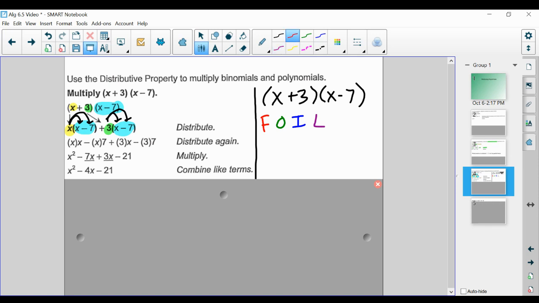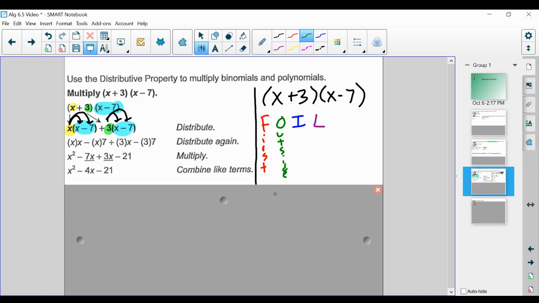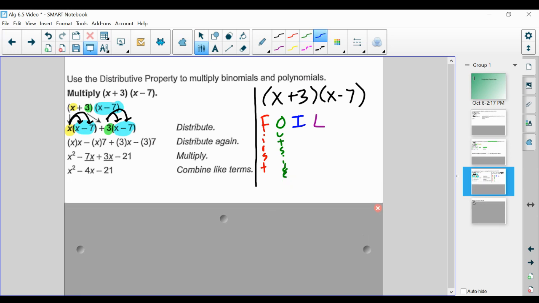F-O-I-L. What it stands for is first, the O is outside. This is very tough to draw, writing vertically. The I is inside. My spatial recognition is completely off. And then the L is last.